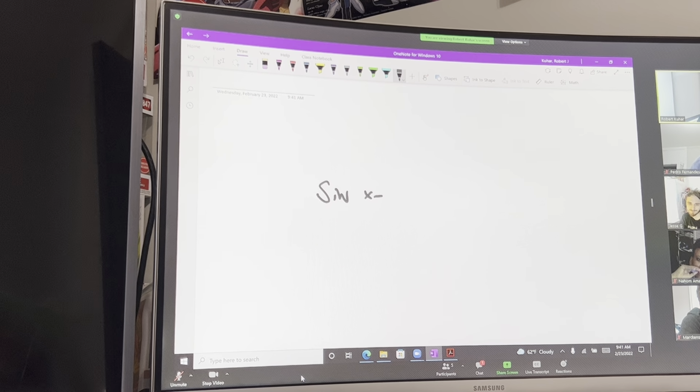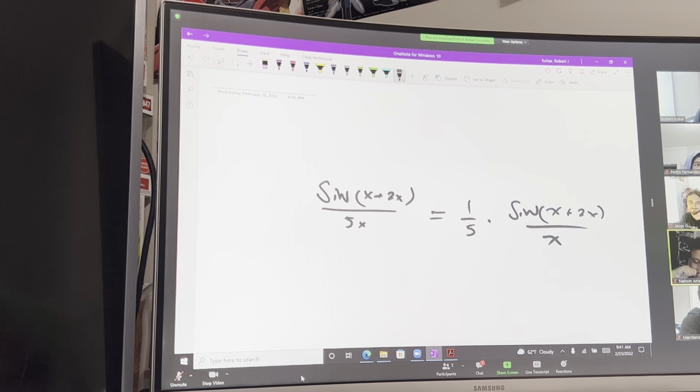Sine of x plus 2x over 5x, yes, is the same as 1/5 times sine of x plus 2x all over x. I'm just factoring downstairs, right? You can see my downstairs is still just 5x. Can you go back? Okay, now I got it. That's what I was asking this morning, where the 5 comes from. Yeah, exactly.